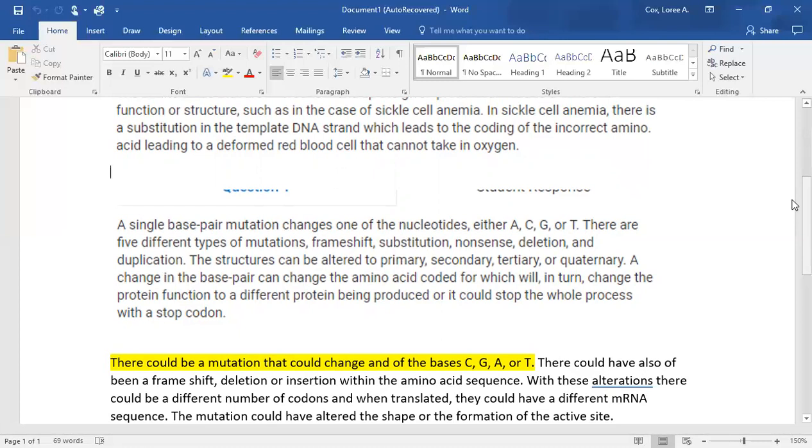A change in the base pair can change the amino acid coded for, will in turn change the protein function to a different protein being produced, or it could stop the whole process with the stop codon. Okay, that's going back to a type of mutation. You need to talk about either describing primary, secondary, tertiary, quaternary, and how that would be affected with the folding, or an active site that's no longer going to be binding oxygen. So for protein not being able to function, you can't just state the parts of the protein, you have to go into why it's not working.